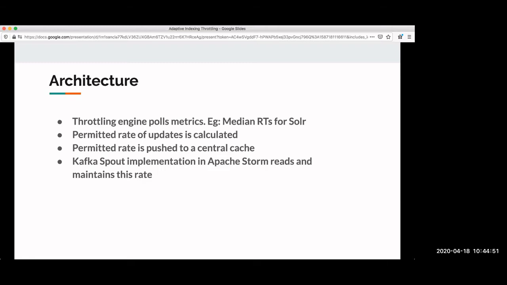So what we essentially did: we went to the data store and asked it, how are you doing in terms of read performance? It gave us some numbers, response times. We looked at those numbers and said, okay, looking at these, we can do this many updates on the cluster, and the read performance should not degrade much. So we took this number and gave it to the indexing pipeline and said, this is the rate at which you should index. So this is a system we built where we poll read performance, calculate a limit, and give it to the indexing part.